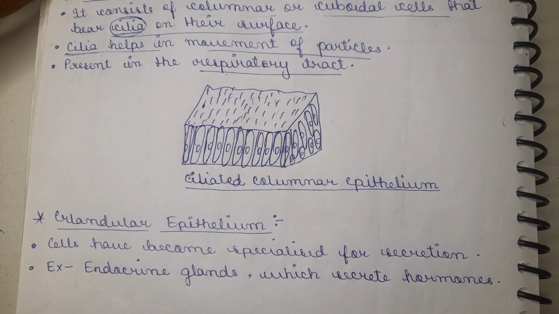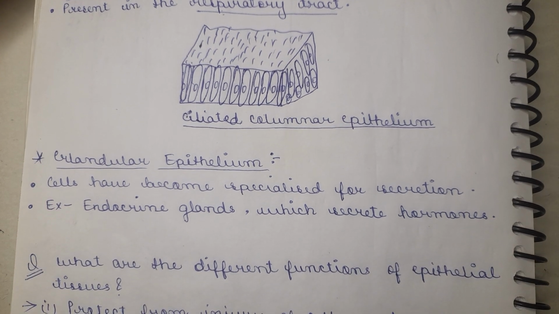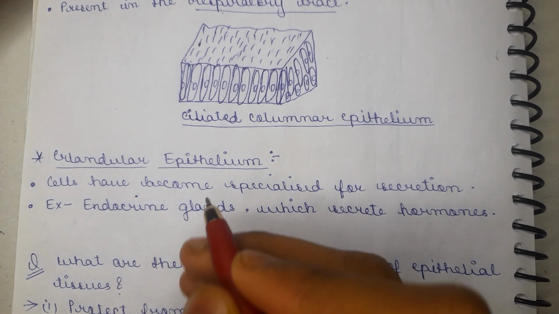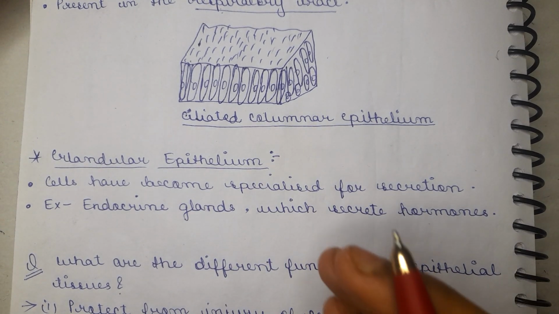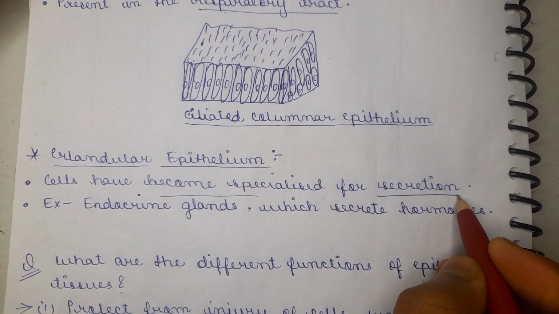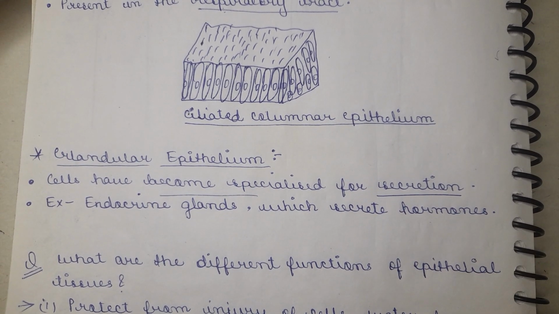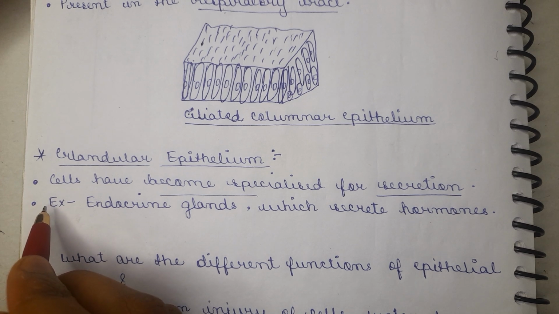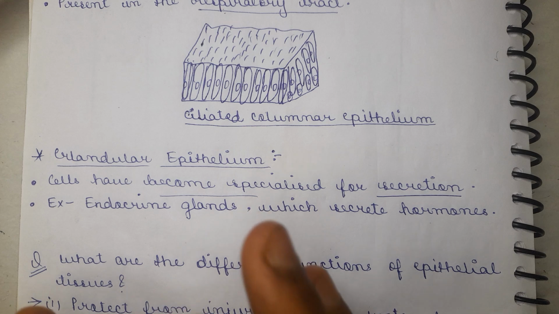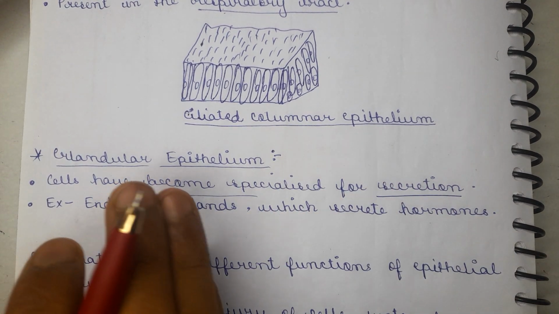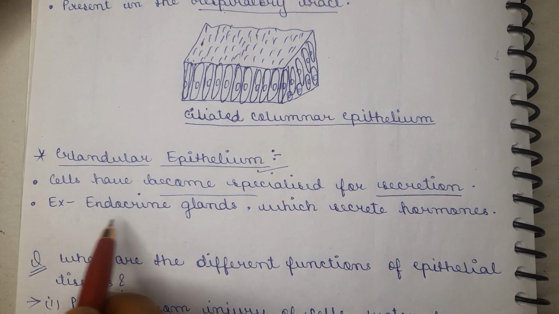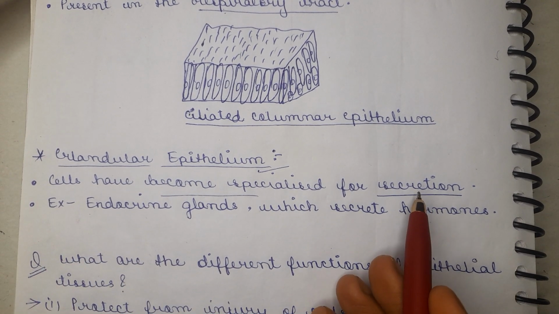Now the second part, or we can say the second type of epithelial tissue, that is the glandular epithelium. These tissues consist of columnar or cuboidal cells that have been specialized for the secretion, mainly the secretion of chemicals or hormones. Glandular epithelium is formed when a portion of epithelial tissue folds inward. Basically the function of glandular epithelium is to secrete chemicals.